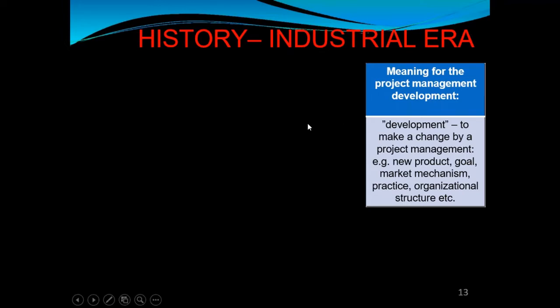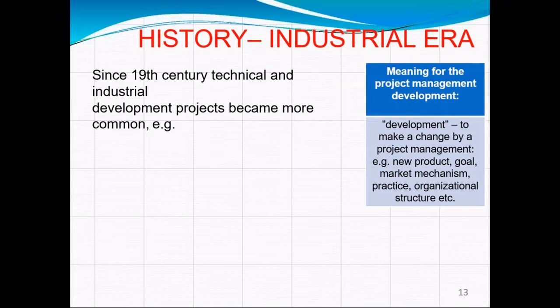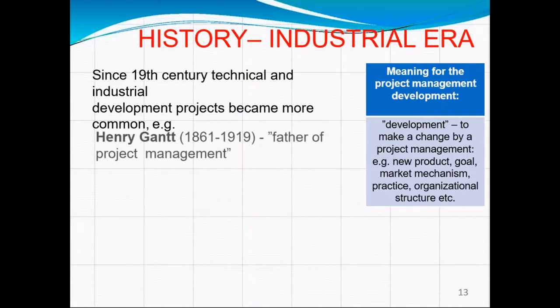So that was the industrial area, in which an example can be given: in the 19th century, technical and industrial development projects became more common, like buildings were prepared. Okay, like concrete buildings were prepared. These were the examples that came into existence, because of which project management became very vastly used in the industrial era.